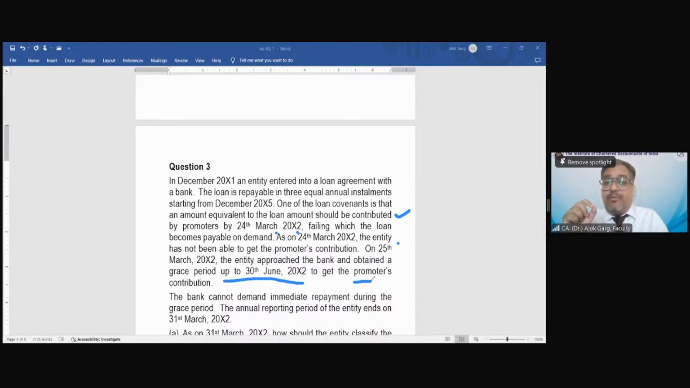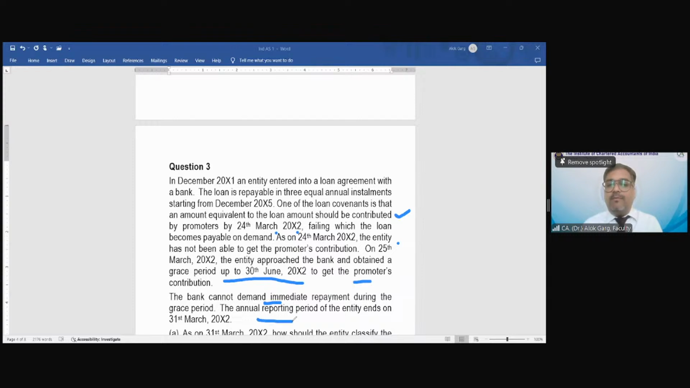So now the promoter has approached the bank and the bank has agreed to provide the grace period of 30th June. The bank has told, okay, not to worry. If you have not contributed till 24th March, I am giving you 3 months time. So please do it by 30th June. Okay. The bank cannot demand immediate repayment during the grace period. And the bank told, okay, up to 30th June, I will not demand any payment. But after that, of course, yes.